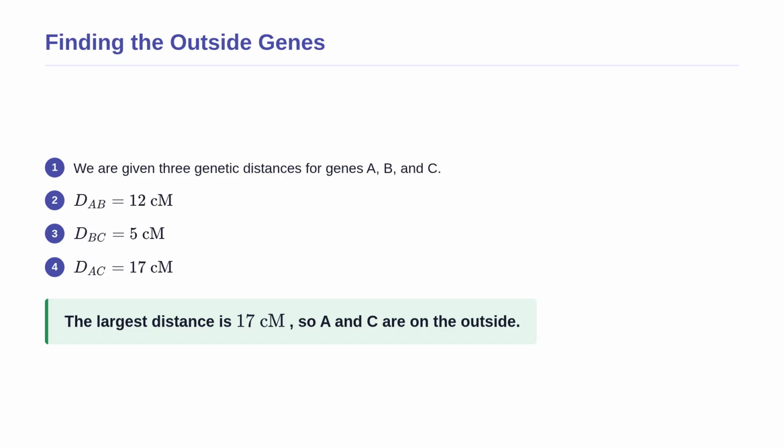To solve this, we simply look for the largest value. The largest distance is 17 centimorgans, which belongs to genes A and C. Therefore, A and C must be the outside genes on our map. This tells us the physical boundaries of our gene sequence.